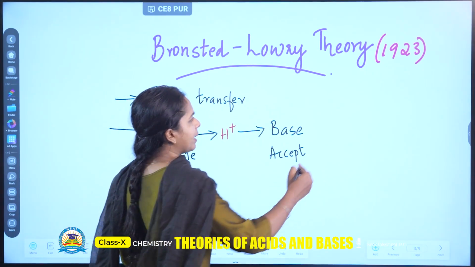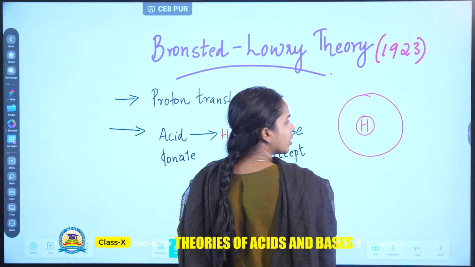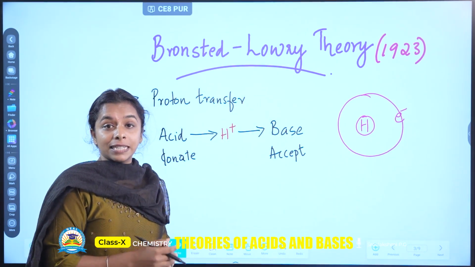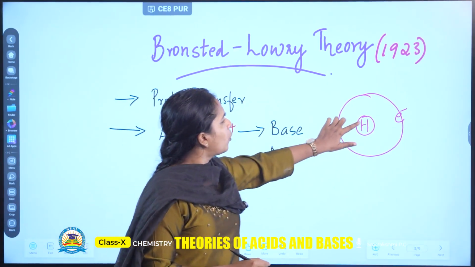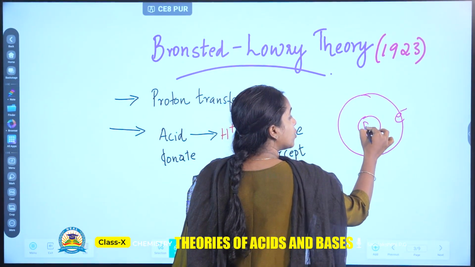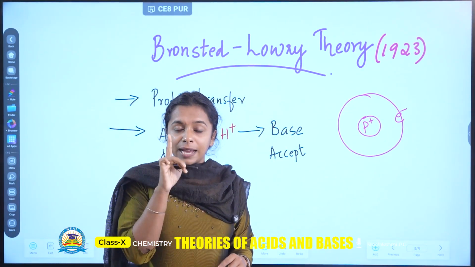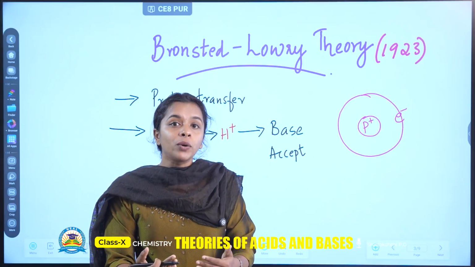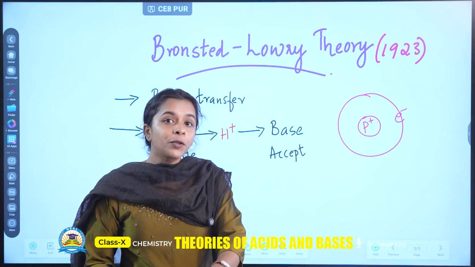Here you can see an atom. This atom is a hydrogen atom. How many electrons are present in a hydrogen? Yes, there is only one electron. And how many protons are present in hydrogen? There is only one proton because its atomic number is 1. What is meant by atomic number? The number of protons or the number of electrons.